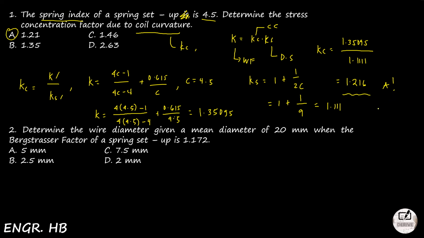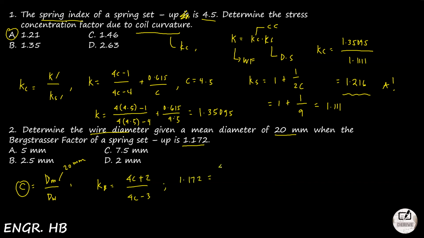So sa number 2 naman, determine the wire diameter given a mean diameter of 20 mm when the Bergstrasser factor of the spring is 1.172. So the question is looking for the wire diameter given a mean diameter of 20 mm, and we all know that it has a relation based on the spring index, C is equal to dm over dw. So meron tayong mean diameter na 20 mm. So ang kulang na lang natin is letter C or spring index to determine this dw. And we all know na may given a Bergstrasser factor, which is KB equal to 4C plus 2 all over 4C minus 3. So dito pa lang pwede nating ma-determine yung letter C kasi may given na Bergstrasser factor of 1.172 is equal to 4C plus 2 over 4C minus 3.